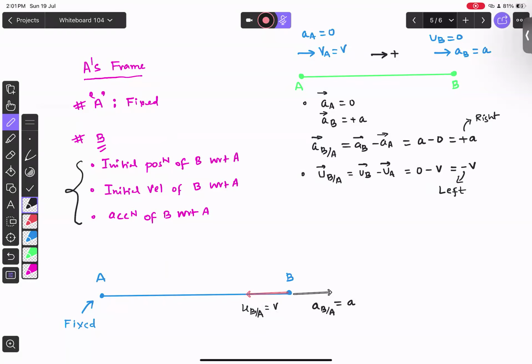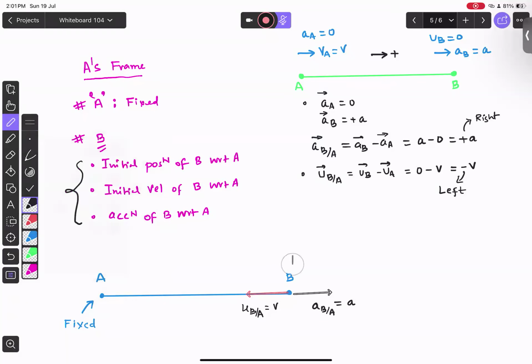Now, what really is the motion of B from the frame of A? Is it not a motion with retardation? Velocity along minus x, acceleration along plus x. So its speed will be decreasing, decreasing, decreasing. Correct? So only then will he be able to reach A, or suppose he reaches A.